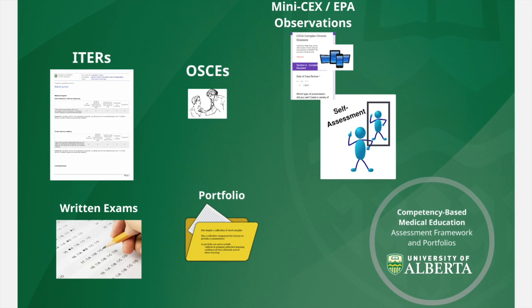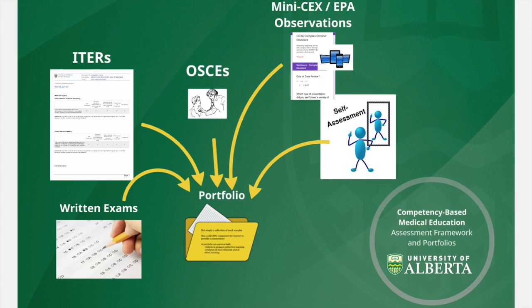Now, all of these go into the portfolio. And the portfolio is used by many people. It's used by the resident to keep track of how they're doing, how many EPA observations have I captured, how am I doing in the various domains. It's used by the academic advisors to coach the resident, the program directors to get a high-level view. But also it's used by the competence committee we described in the last video, who looks at the portfolio to get a sense of, has the resident got enough data to demonstrate competence in each of the EPAs?